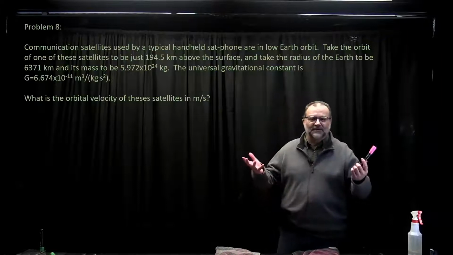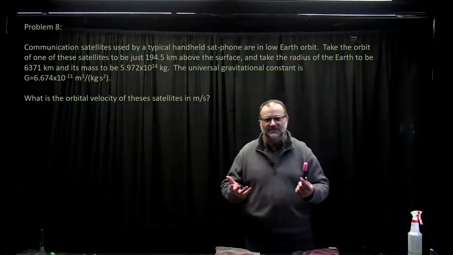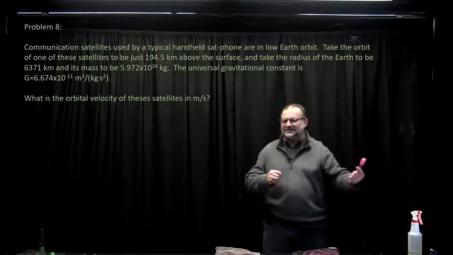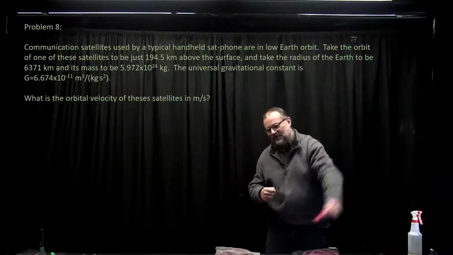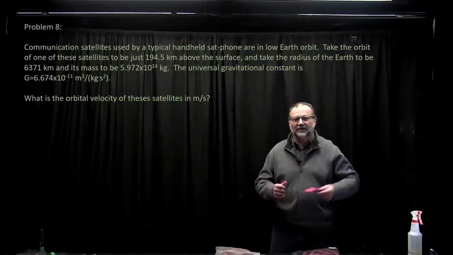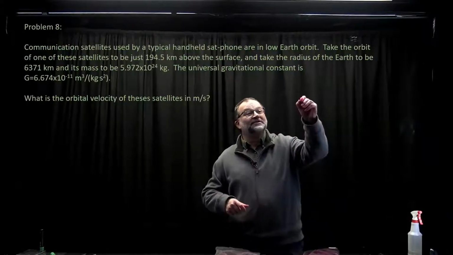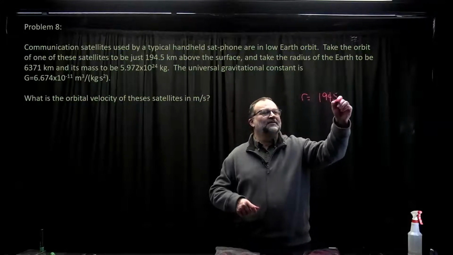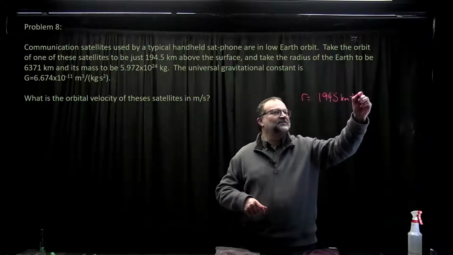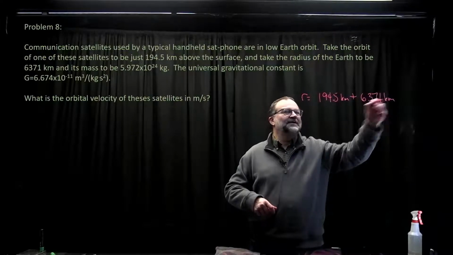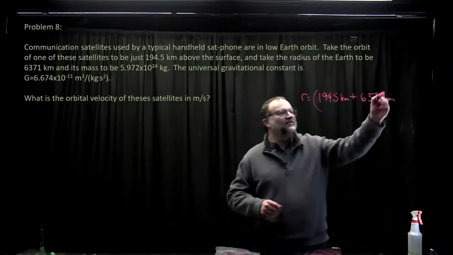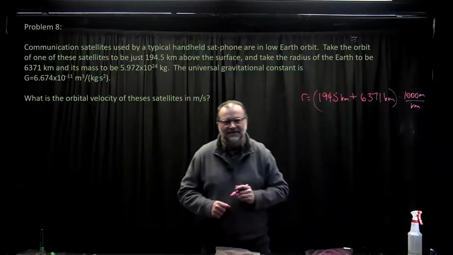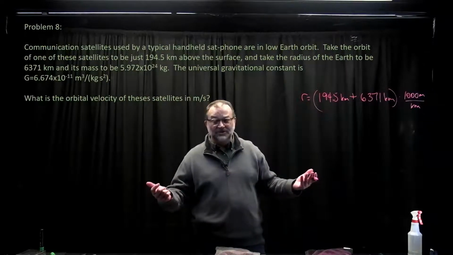All right, so this satellite is 195 kilometers above the surface. And you need to know how big the Earth is because the satellites don't orbit the surface, the satellites orbit the center of mass of the Earth, and so they go around the whole Earth. And so their orbital distance is the sum of these two, right? 194.5 kilometers plus 6,371 kilometers. And you'll need to multiply all of this times 1,000 meters per kilometer to get to the right units.